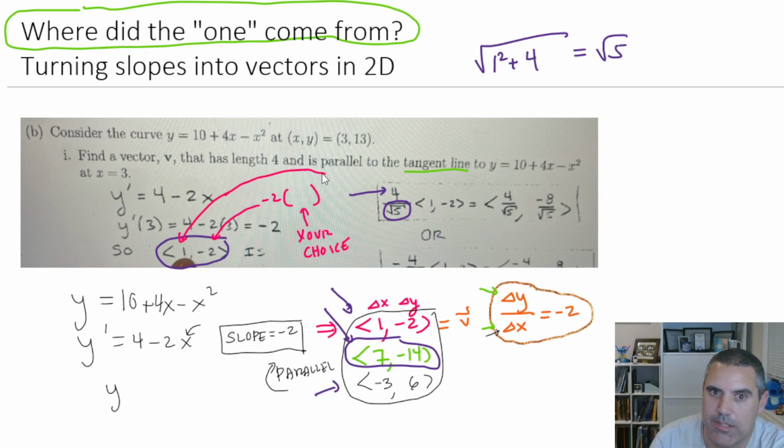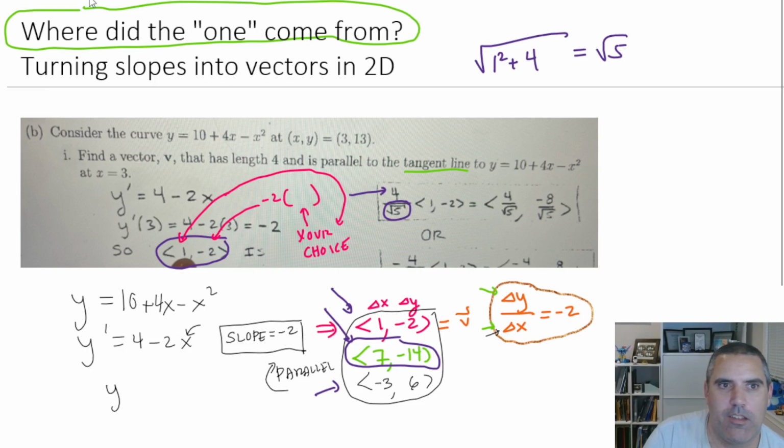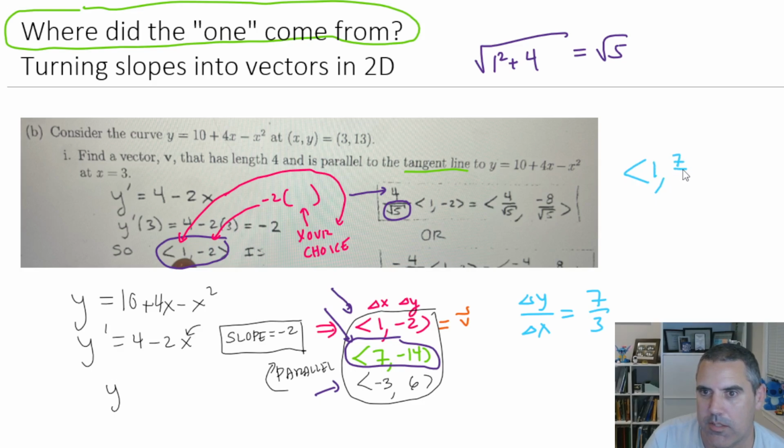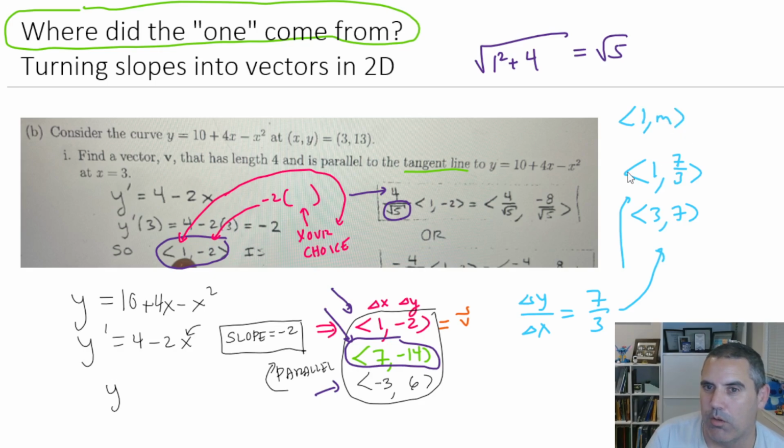Whatever choice you make here, I would recommend you choose 1. Maybe I shouldn't say that. If someone said I want a vector whose slope is 7/3, you could do (1, 7/3). That is a vector that's parallel to this. I think I would prefer to do (3, 7), because that avoids fractions. So both of these would be correct here. Usually we just pick (1, m), where m is the slope.